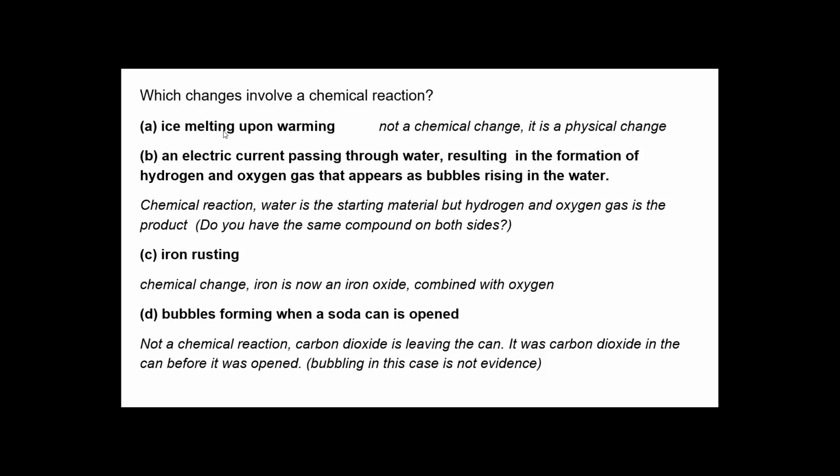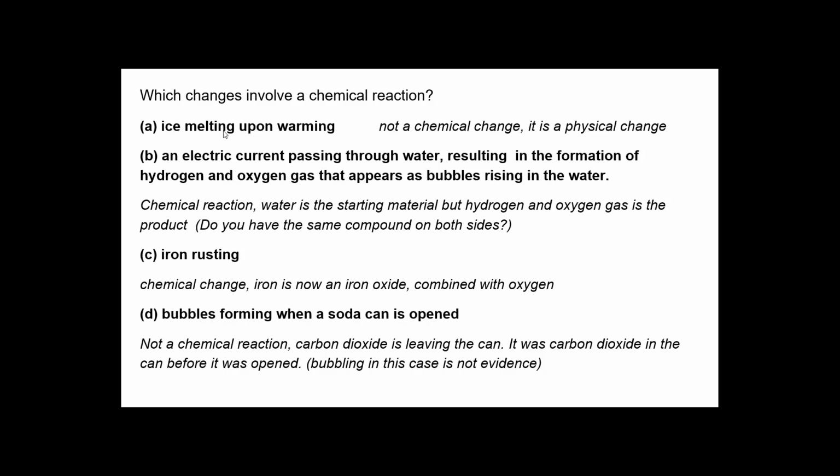An electrical current passing through water, resulting in the formation of hydrogen and oxygen gas. This is decomposing water. Water is no longer on the product side, we have a hydrogen gas and oxygen gas. So water is what we start out with. The electrical current is forcing the water to break bonds and resulting in hydrogen and oxygen gas. So you do not have the same product on both sides. This is a chemical reaction.